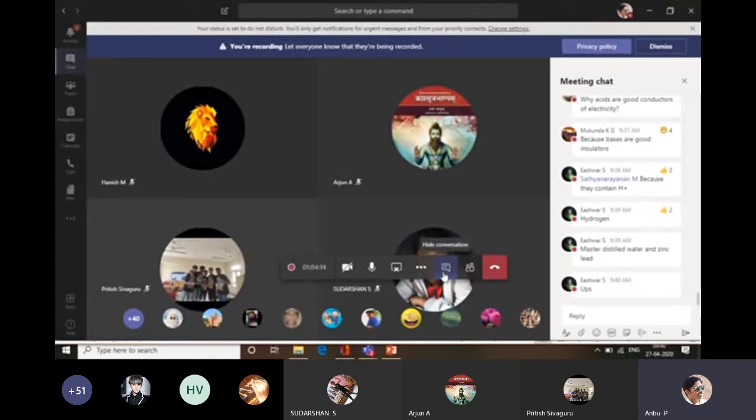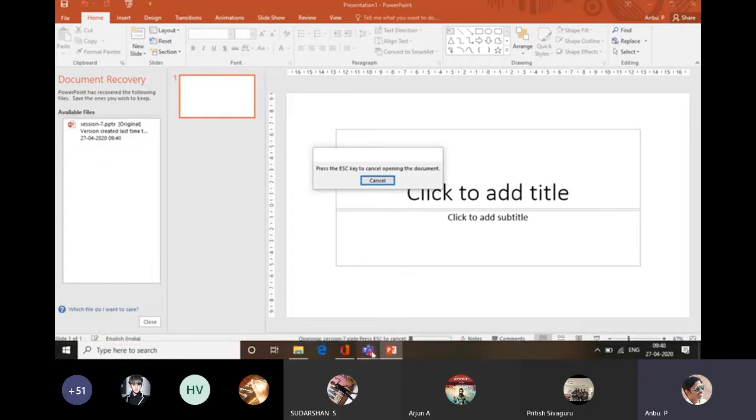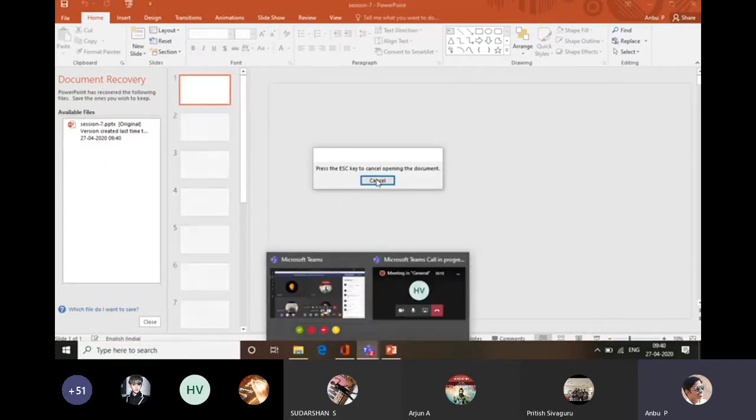In UPS they use sulfuric acid. I asked which acid is used. Okay, so that sulfuric acid enables the conduction of electricity. So that is one reason why they use acid in the UPS, because all acids are good conductors of electricity.